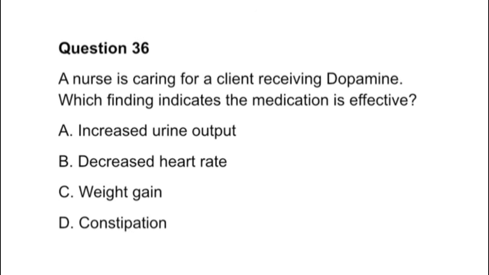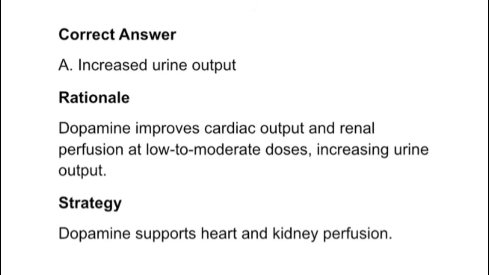Question 36. A nurse is caring for a client receiving dopamine. Which finding indicates the medication is effective? A. Increased urine output. B. Decreased heart rate. C. Weight gain. D. Constipation. Correct answer: A. Increased urine output. Rationale: Dopamine improves cardiac output and renal perfusion at low to moderate doses, increasing urine output. Strategy: Dopamine supports heart and kidney perfusion.